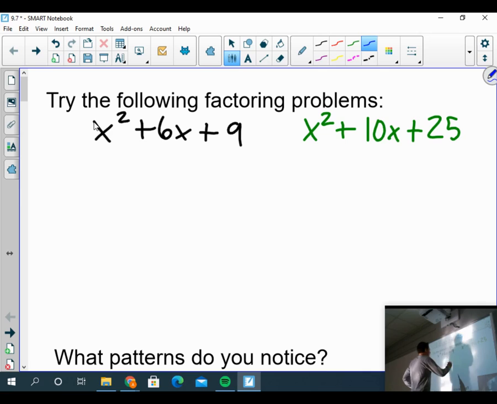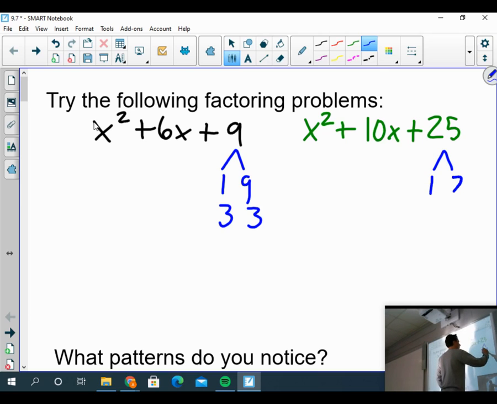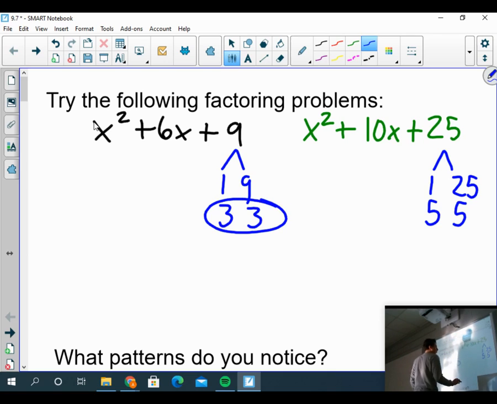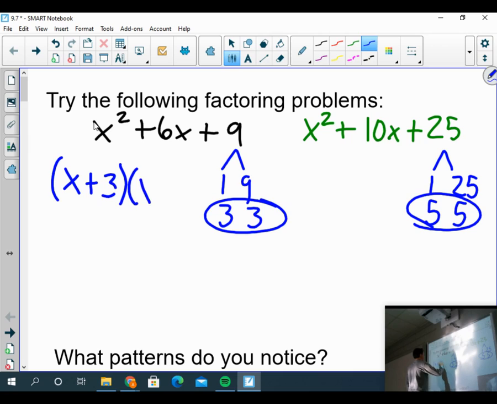You see here, we can take the shortcut. Since there is no coefficient in front of the x squared in either case, we can go straight to our c value, 9 and 25, and find the factors. And then from there, we can identify which ones add to give us our middle term. So in this case, 3 and 3 would add to give you 6. 5 and 5 would add to give you 10. And I can jump straight to writing my answer as x plus 3 times x plus 3.